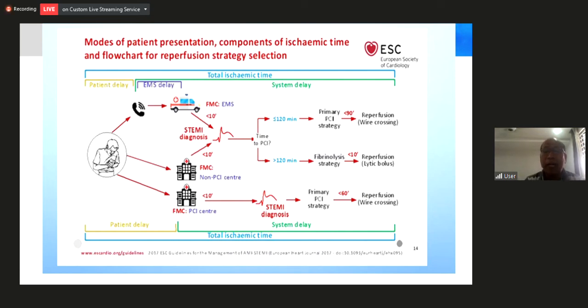But if you cannot achieve the 120 minutes, then the hospital will come up with another strategy. They give thrombolytic therapy, and reperfusion should be given within less than 10 minutes. In the case of a PCI capable hospital, like in the UAE, if the patient is admitted to our ED, the recommendation nowadays is a primary PCI strategy. We should open the blood vessel in less than 60 minutes. In those days it was 90 minutes, nowadays it is 60 minutes. That is the guideline.